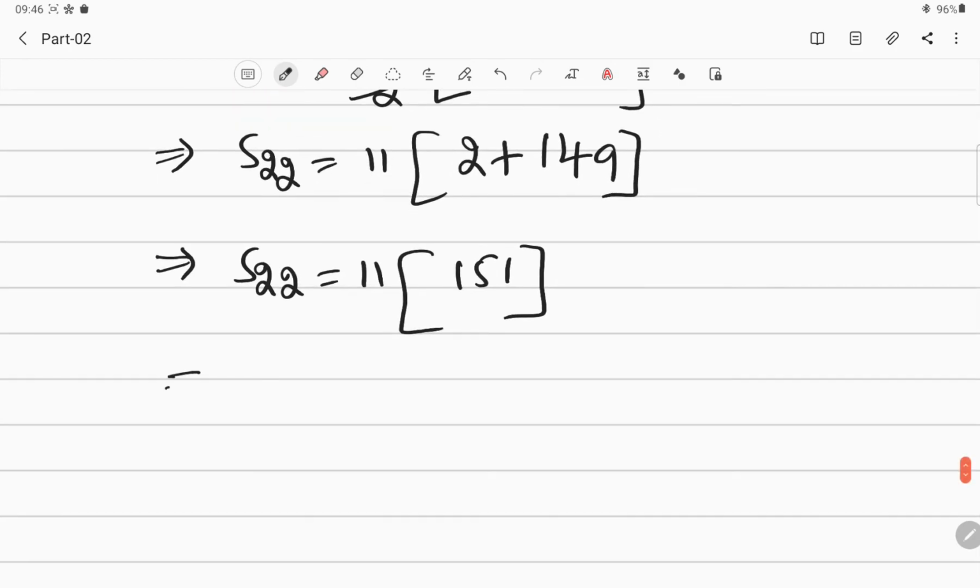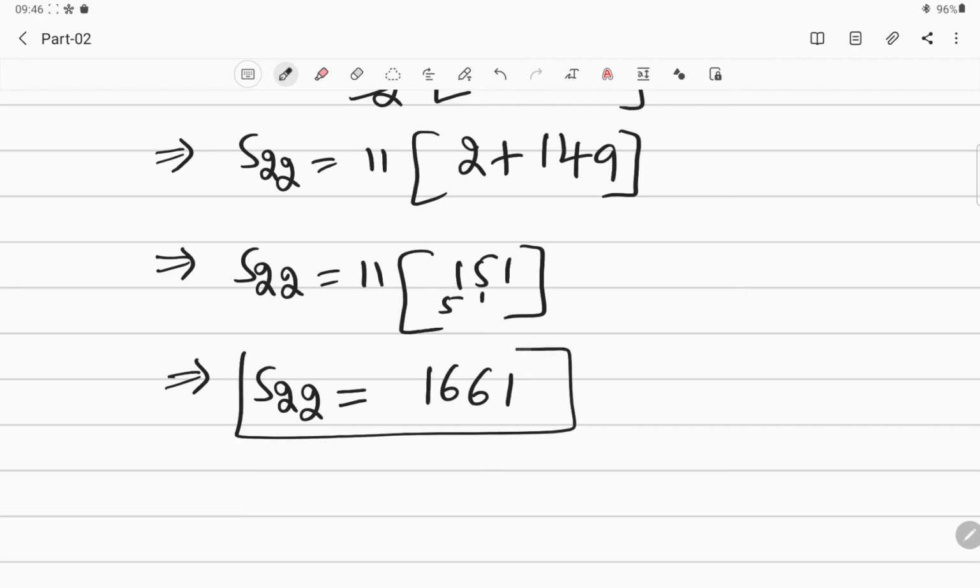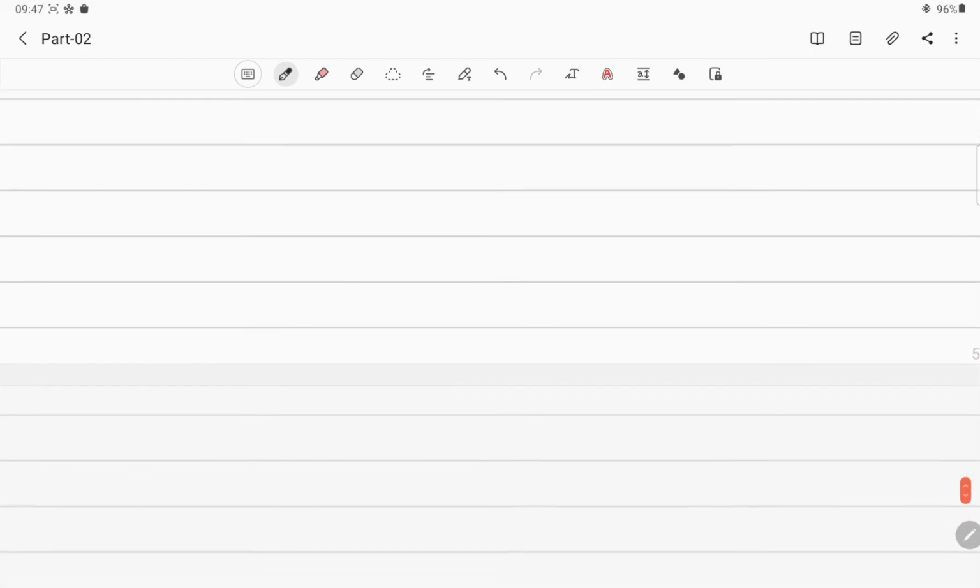Then easily you can multiply here. So S22 is equal to 11 ones are 11, 1 is the carry, 11 5s are 55, and 56, 5 is the carry, 11 ones are 11, 11 plus 5 is 16. So the sum of 22 terms is going to be 1661.